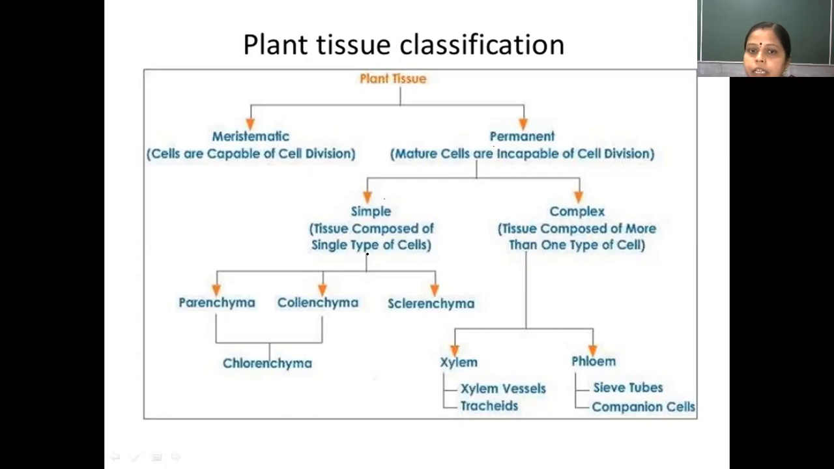Again, this simple permanent tissue is divided into three types, that is parenchyma, collenchyma, and sclerenchyma. Next, complex permanent tissue is divided into two types, that is xylem and phloem. So this is the overall classification of the plant tissue, based upon their structure and function. Okay. So this is about the plant tissue classification. Shall we go for the next one?